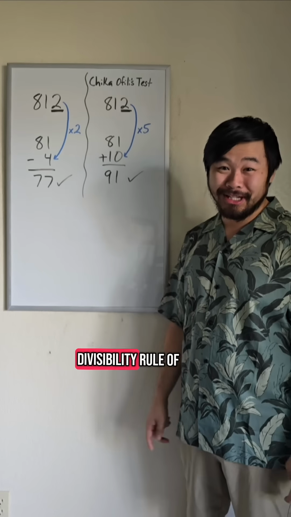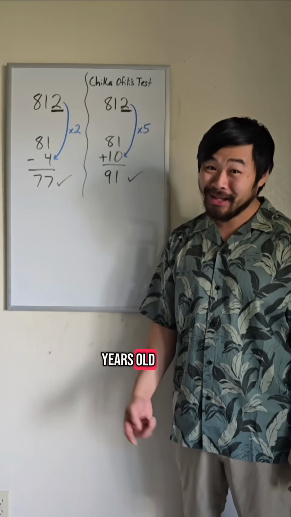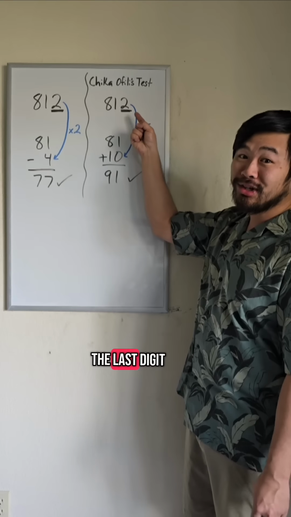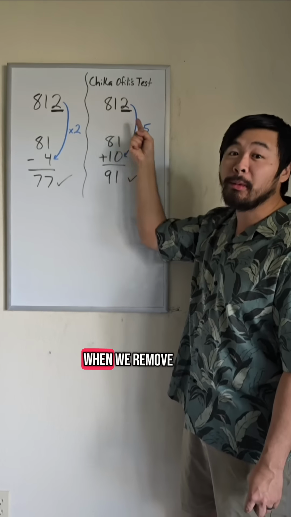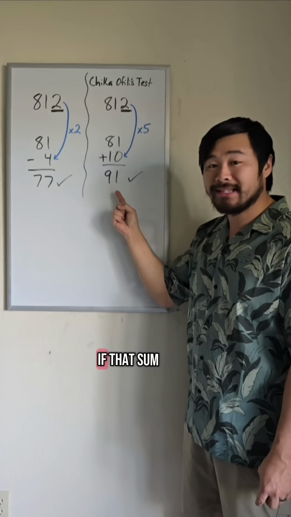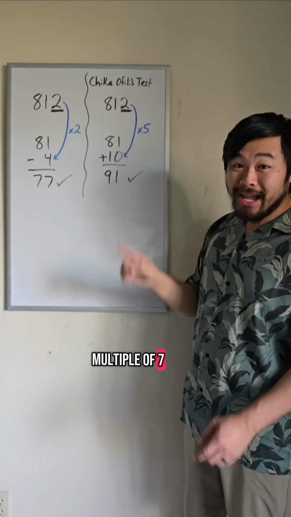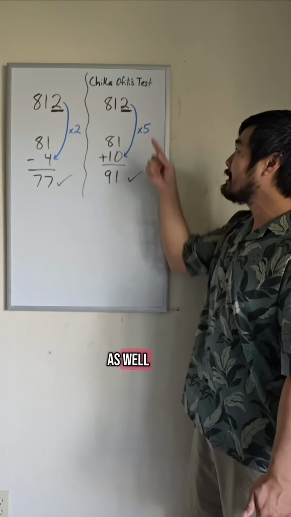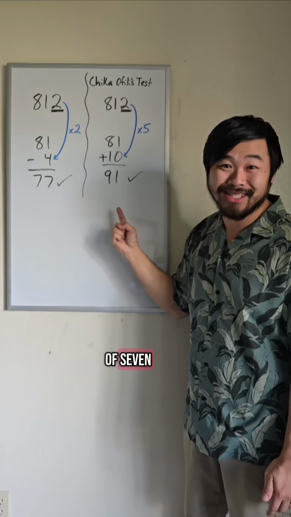And this other divisibility rule of 7 was created by Chika Ofili from Nigeria when he was 12 years old. What we do is we take the last digit of that number, multiply it by 5, and add it to the number created when we remove the last digit. If that sum is a multiple of 7, then the original number is a multiple of 7. And this is an if and only if statement as well, so if this number is a multiple of 7, then this sum is a multiple of 7.